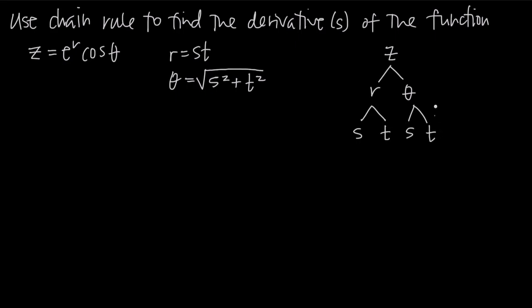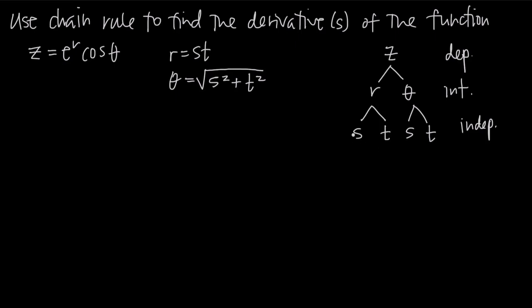So here's our tree diagram. Again, we can say that we have the dependent variable z, we have the intermediate variables r and theta, and then we have the independent variables s and t. So because we have more than one independent variable, this is a case type 2 multivariable function. And to find the derivative of z with respect to the independent variables, we're going to have to say the partial derivative of z with respect to s and the partial derivative of z with respect to t.